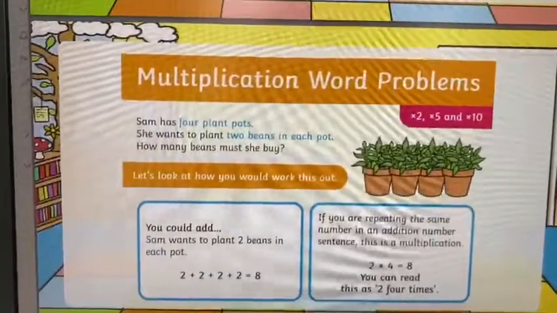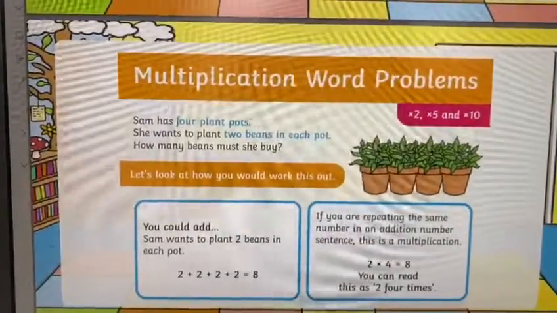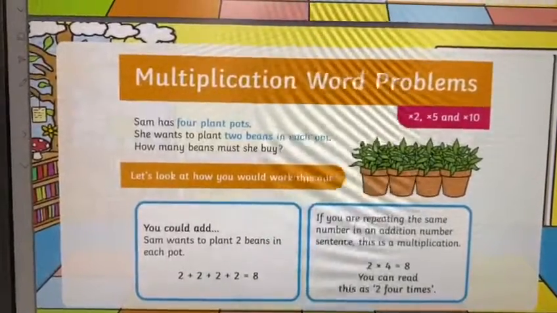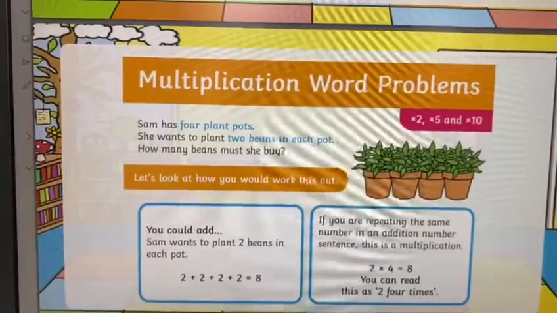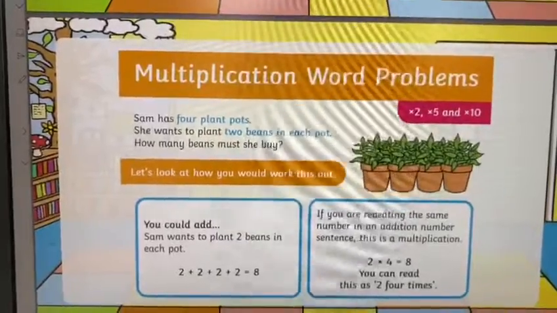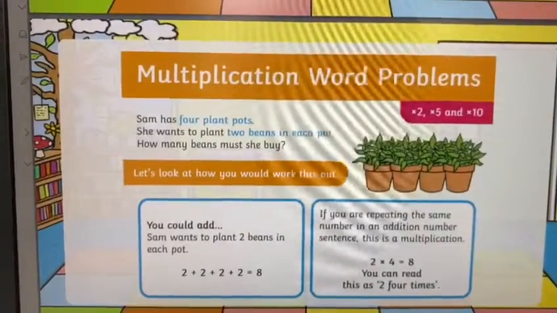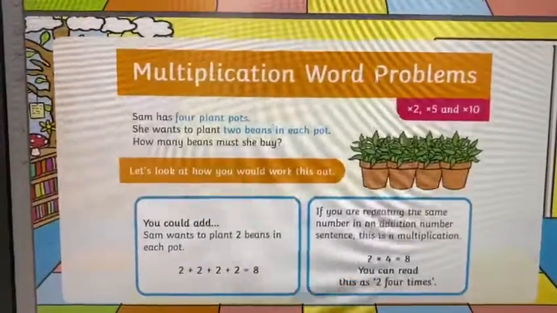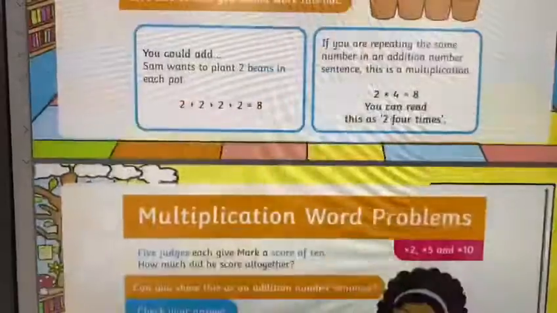Sam has 4 plant pots. She wants to buy 2 beans in each pot. How many beans must she buy? So again, talk to your adult or older sibling, or even just write down some addition or multiplication sentences that you think is the answer. Once you've done that, come back and see if you've got the right answer.